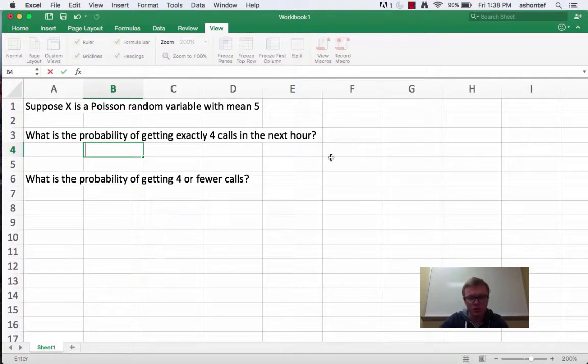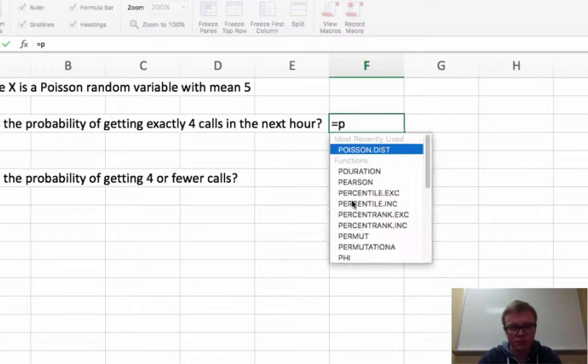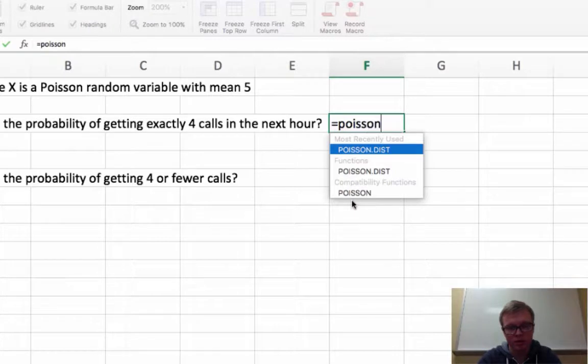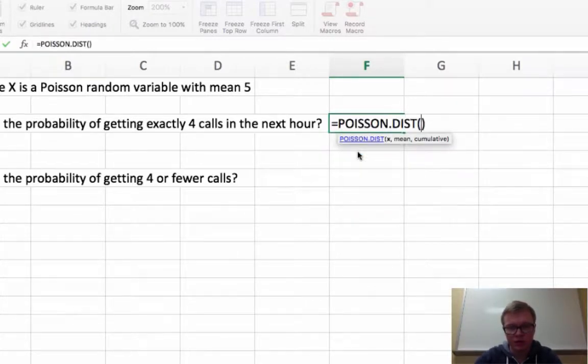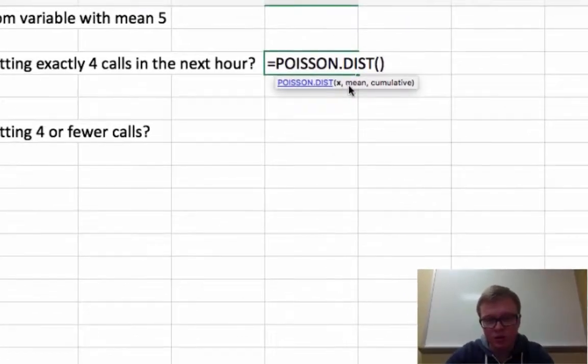Just go into a blank cell and type equals Poisson, and you can see it comes up .dist. If you click on that, it opens it up. You can see it has 3 different arguments, or inputs, that you need to type in. First of all, it wants x, and by that it means the number you're interested in. If you remember my notation before, it was the probability that big X equals little x. So we want the probability of 4 calls.